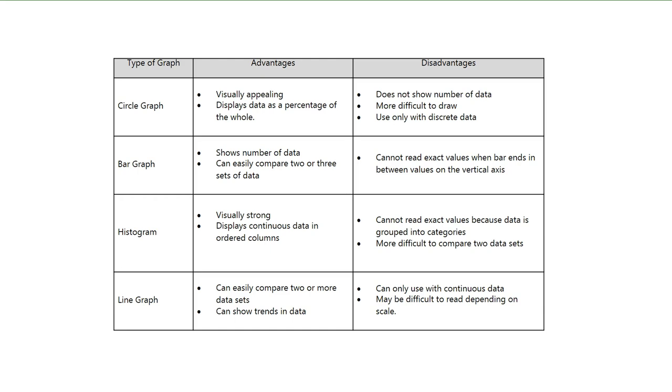Now, a line graph is great in order to compare 2 or more sets of data. And they're also good for showing trends in data as well. As one thing increases, the other could increase as well, or decrease. You can easily see that relationship on a line graph. Now, a disadvantage is that you can only use it with continuous data, and again, it may be difficult to read exact values depending on the scale.